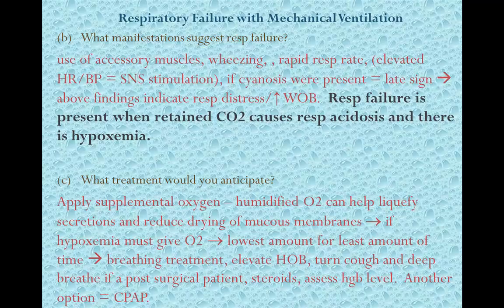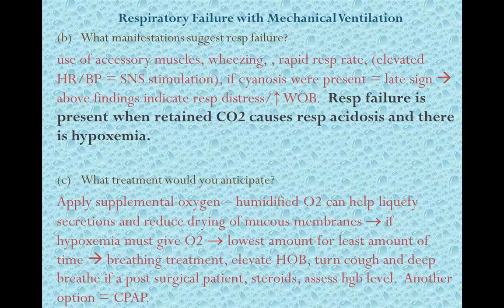So what treatment would you anticipate? Again, this is where you go back to the basics. Go back to Junior 1, go back to Junior 2. Sometimes Dr. Reed will throw in a question where the answer is just something simple, like put the head of the bed up, give supplemental oxygen, and try to help liquefy secretions by giving humidified oxygen. And if some of you think, well, if this was a COPD patient, would we want to be cautious about giving oxygen? Well, yes, you would.